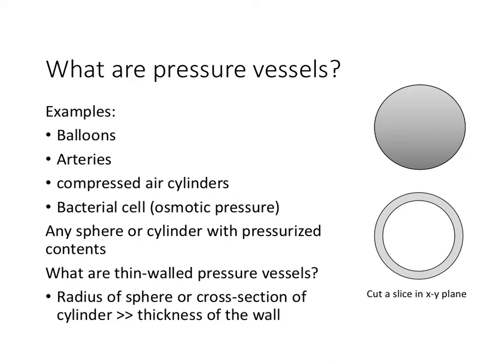We're particularly interested in thin-walled pressure vessels where the radius of the sphere or cross-section of that cylinder, which is what we see here with this cut in the XY plane, is much greater than the thickness. And because it's much greater, we don't even worry about whether it's the inner or the outer radius. We just call it one radius. And in these pressure vessels, the inside is exposed to a pressure P, which is pushing outward, thus tending to stretch this vessel.